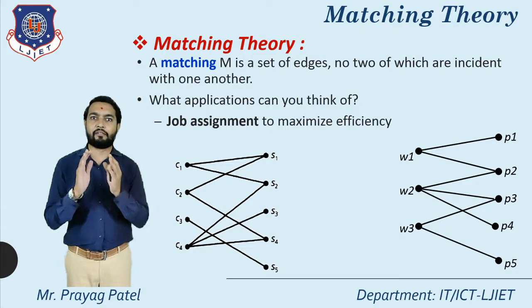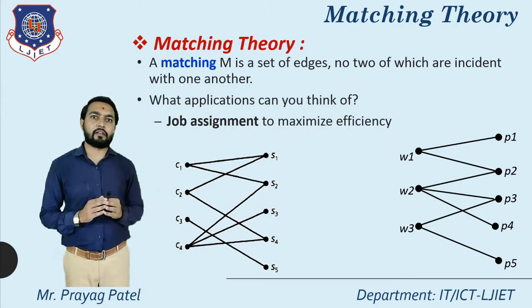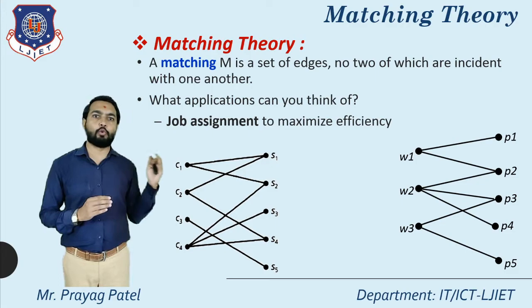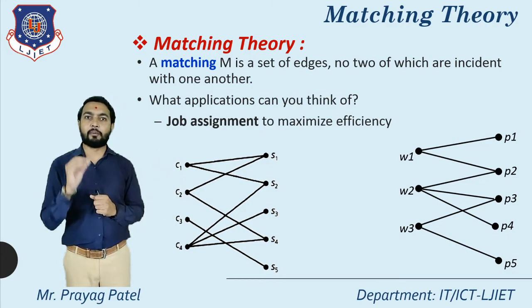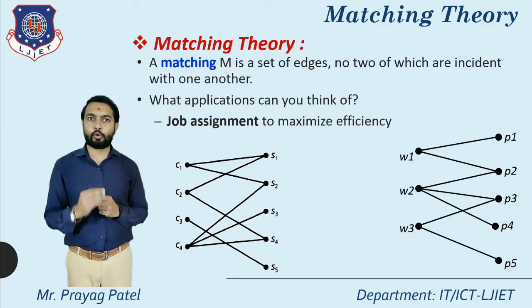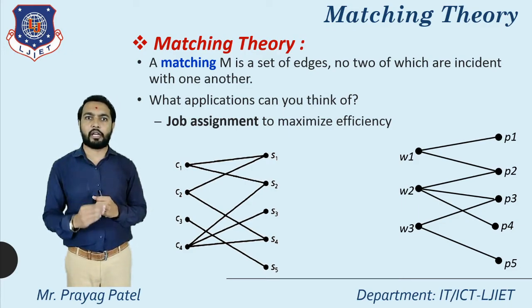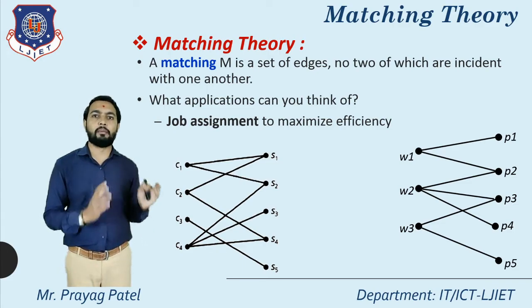Three elements are available in one set. In another set we have five elements: P1, P2, P3, P4 and P5. Now we have to assign W1 to one of the P, W2 to one of the P, and W3 to one of the P. It is called matching.